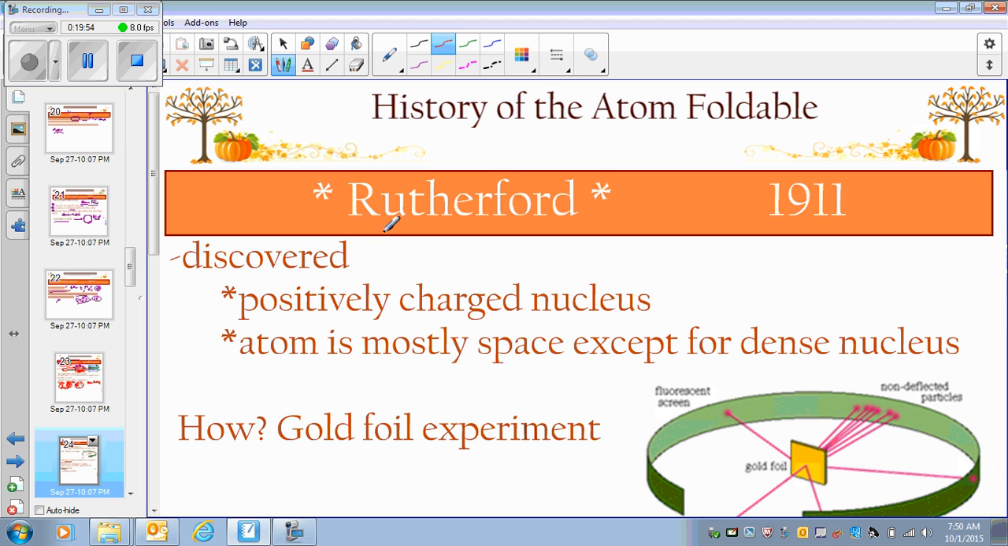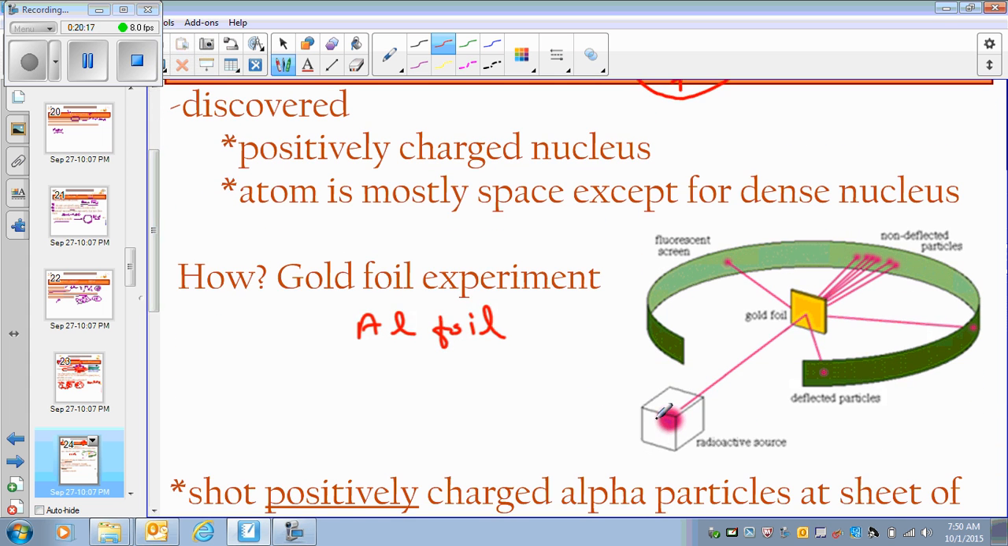Next comes Rutherford. So Rutherford knew that there is a plum pudding model. It's positive, negative, all over the place. So what he did is he took a gold foil, just like aluminum foil, a thin sheet of gold like that. He surrounded it with the fluorescent screen and he threw alpha particles on it. Alpha particles are positively charged particles.